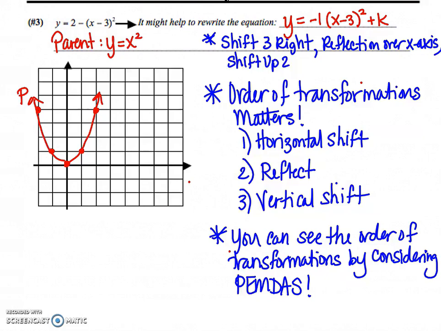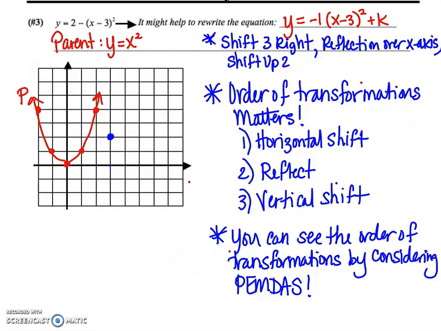Okay, so let's do this. Let's start with our vertex, which is at (0, 0). We're going to shift it 3 units to the right. Then we're going to reflect it over the x-axis, which it's on the x-axis, so it's not going anywhere. But then we're going to shift it up 2. So that point is going to end up right there.